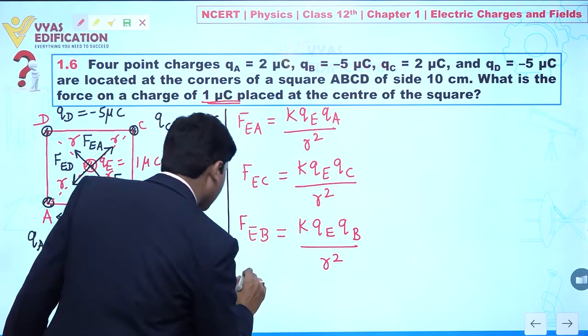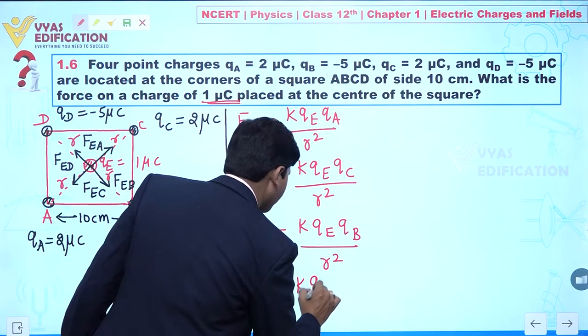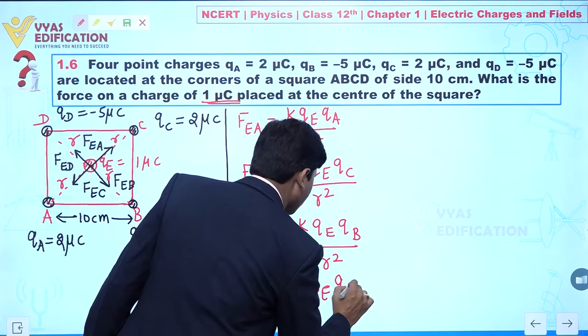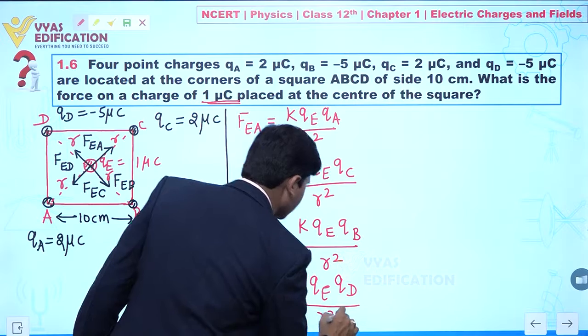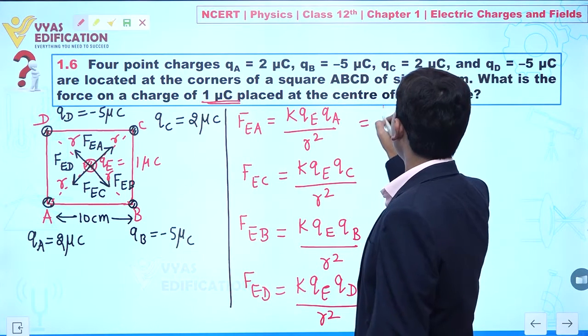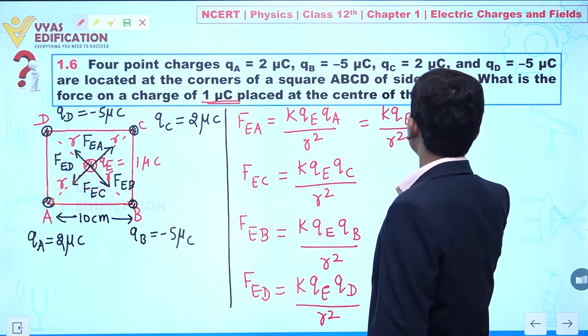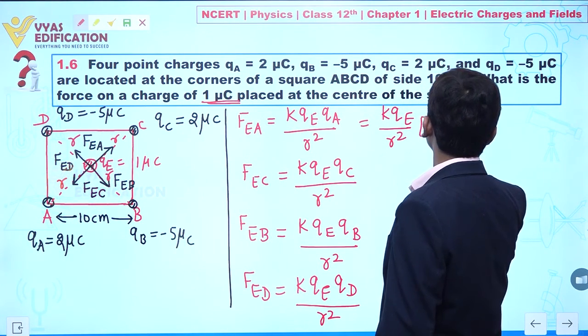Clear? Here we can write like this: F_ED should be equal to K Q_E Q_D divided by R square. Clear to everyone? Yes or no? So from here you can see in every term we are getting one term common, KQ_E upon R square. Clear? And here we have this is Q_A.